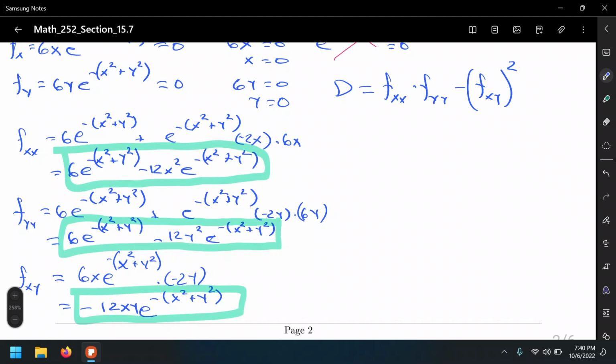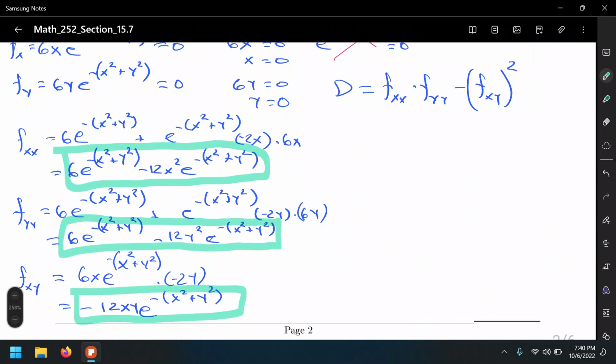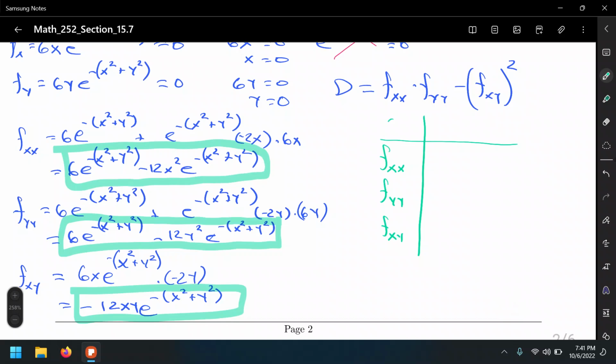So in this case, we're going to make a table. And that table is for the critical values, and we're going to get the calculations on the table. And for f x x, f y y, and f x y. In this case, for the critical points, the only critical point that we got is 0, 0. So let's see, what do we get when we plug in 0, 0 on the second derivative?